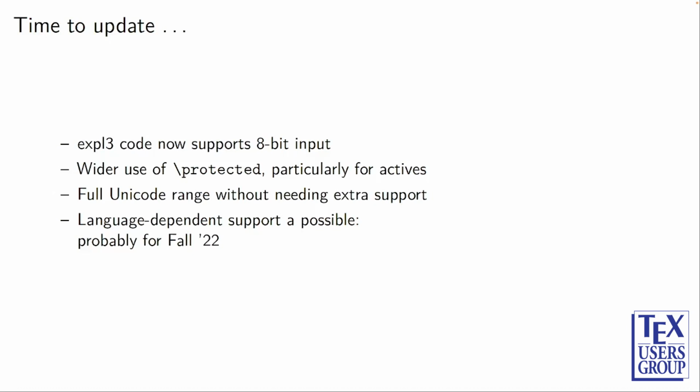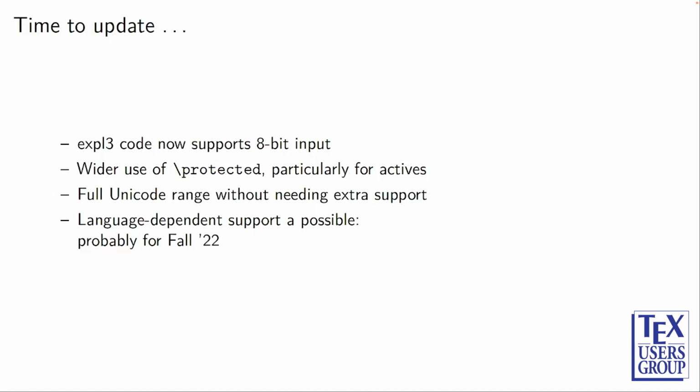So the first thing is that the expl3 code now can support a full range of case changing across the engines. The second one is that we've got a wider use of protected, and particularly for actives, I've said. So what that means is, in the latest kernel release, we've changed the definition of active characters used to support 8-bit input in PDF text so that they're engine protected. And that is useful because it means that they can be put in places where in the past they couldn't be put because there's a raw \edef being applied. That's useful for passing code into expl3.